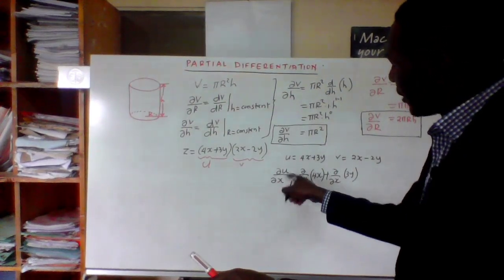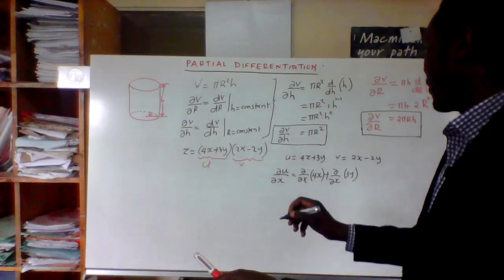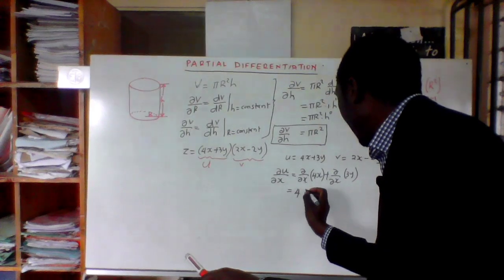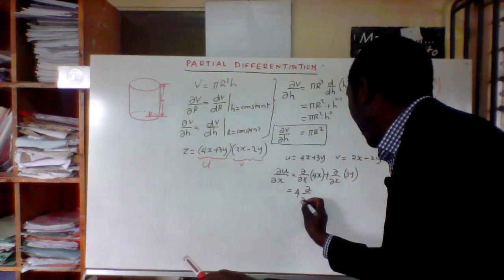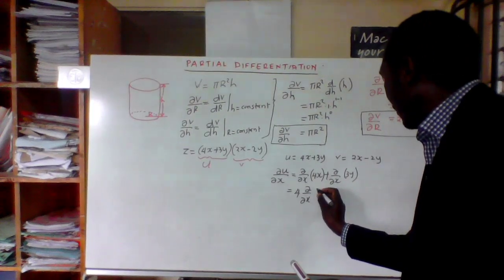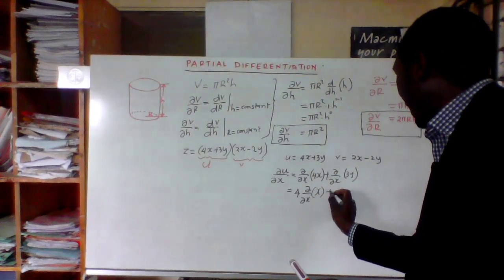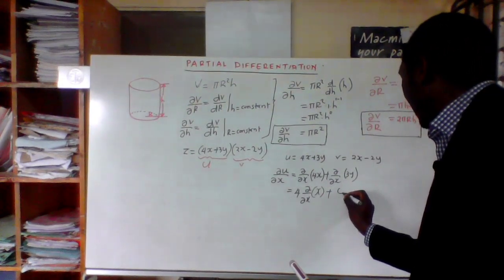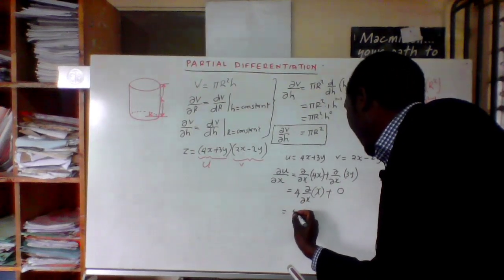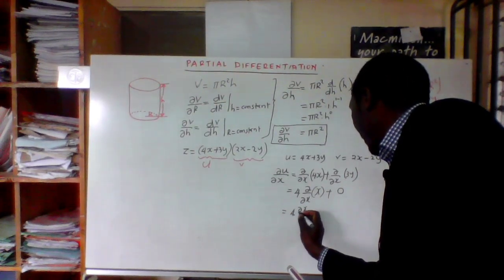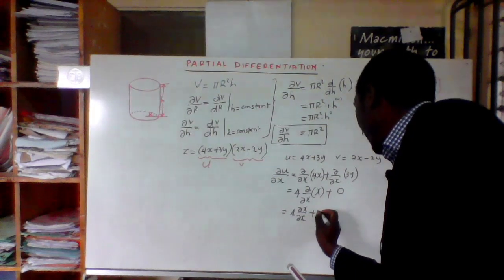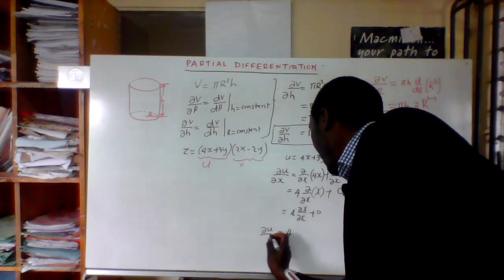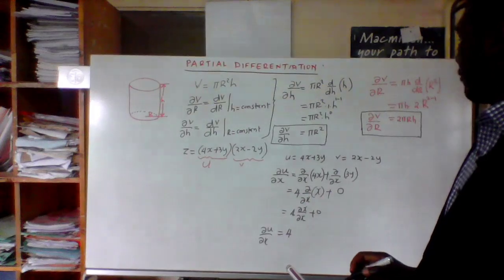We are assuming that u varies with x only. So here 4 is a constant, we can put it outside. Then we have the partial derivative with respect to x of x. We put a bracket plus, if you differentiate 3y with respect to x, because it's a constant, you get 0. And this gives us 4 times the partial derivative with respect to x of x plus 0. And this gives us 4. So the partial derivative of u with respect to x gives us 4.